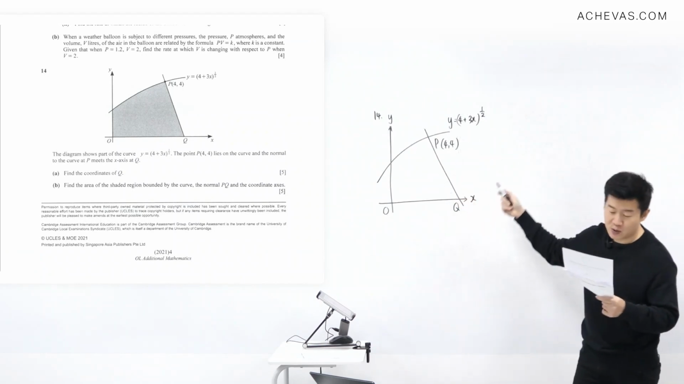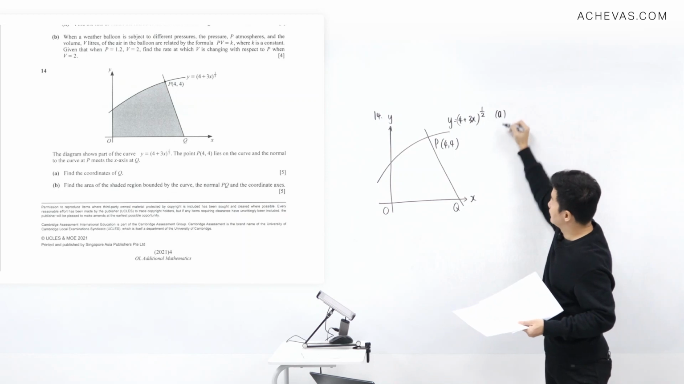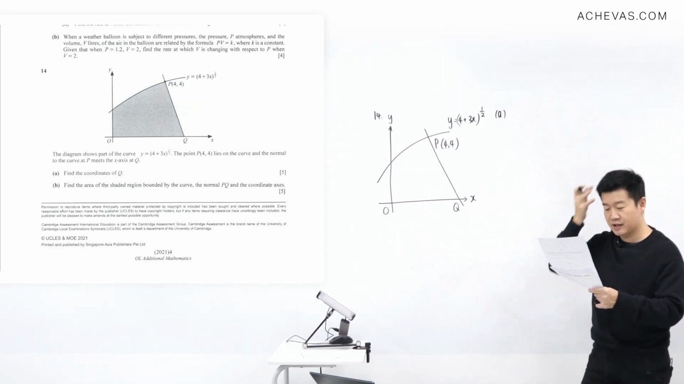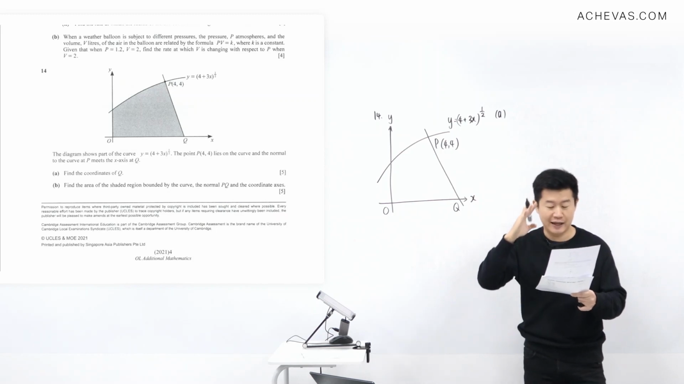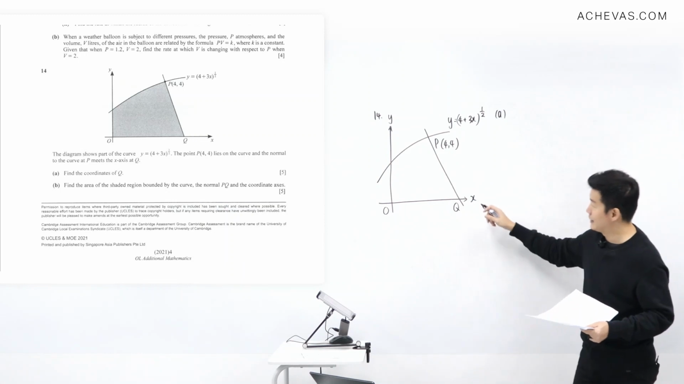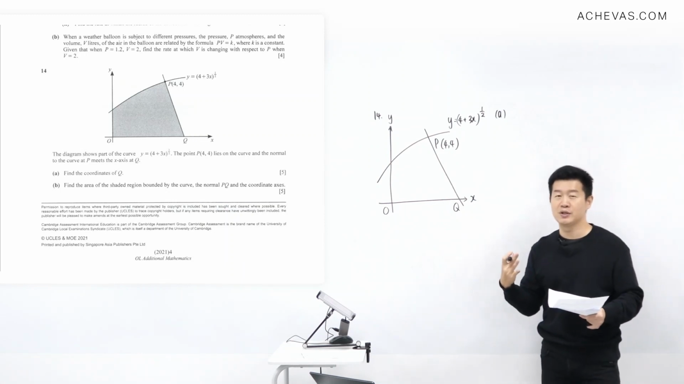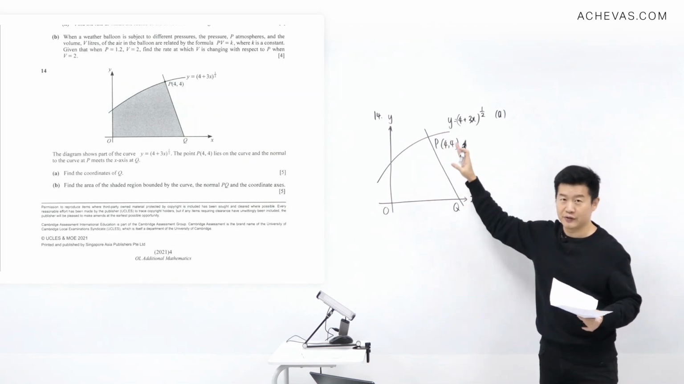So in question number 14, we are given this, and we are supposed to, in part A, find the coordinates of this point Q. So for point Q, it is lying on the normal, and that is also the point where the normal to the curve is going to be intersecting the x-axis. So the first thing that I want to do is to try to find the equation of this line, the equation of the normal.